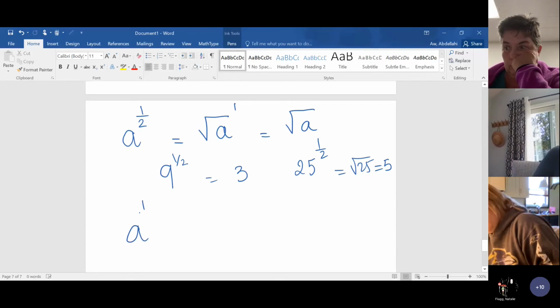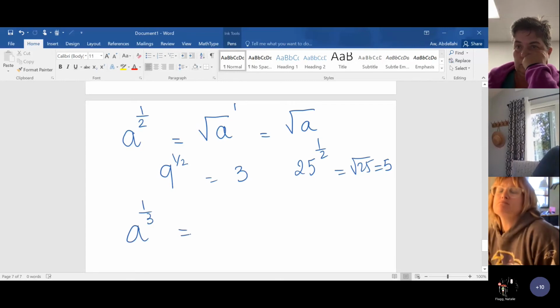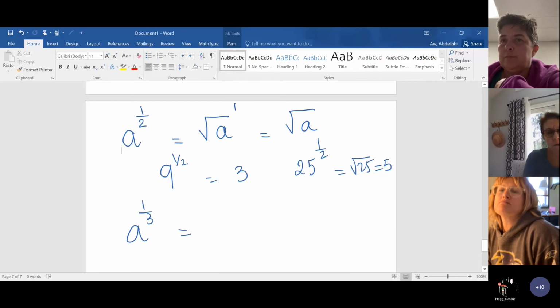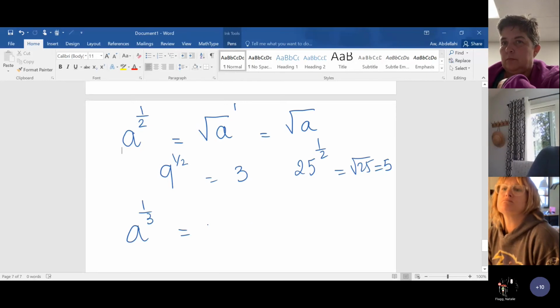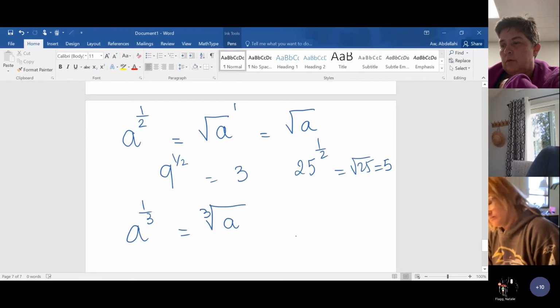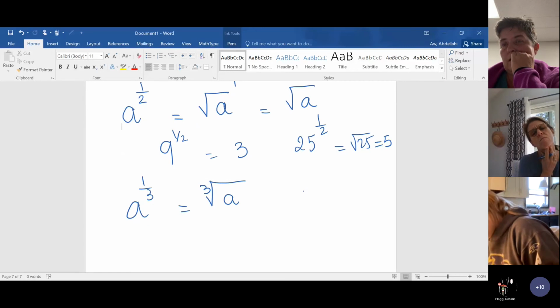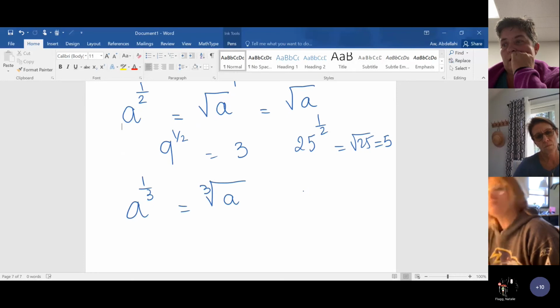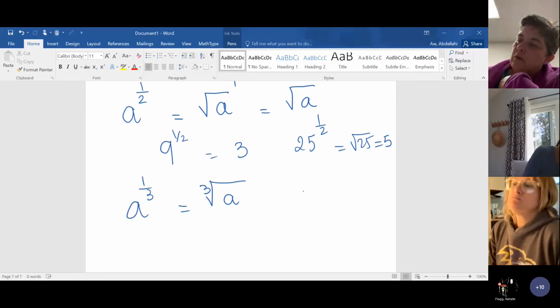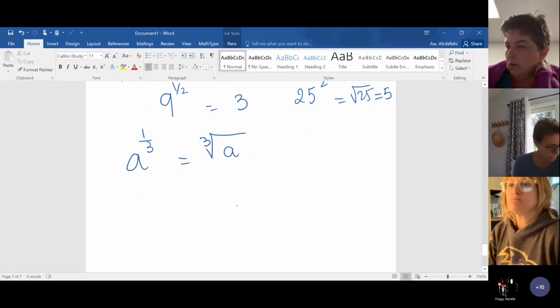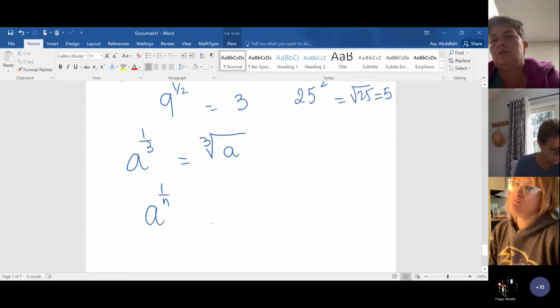So the 1/2 power is a square root. What is a to the 1/3 power? We say cube root. It's the cube root of a. You see, all the exponents 1/2, 1/3, 1/4, etc., are radicals. 1/2 is the square root. 1/3 is the cube root. 1/4 is the 4th root, etc. A to the 1/n power is the nth root of a, right?